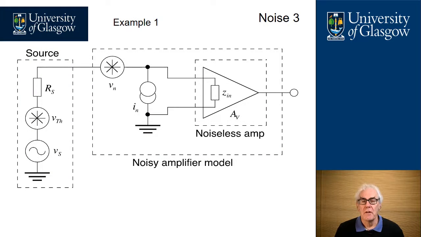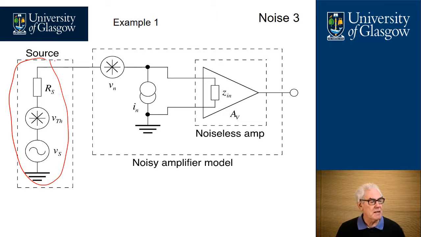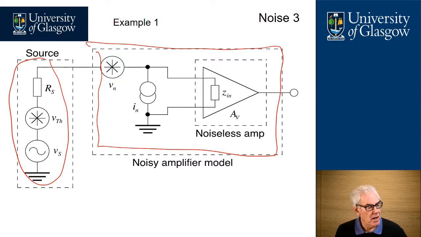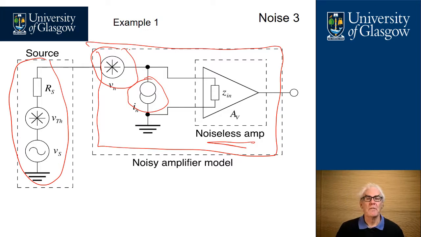So let's take our standard noise model here. We have on the left hand side a source sensor, and we have our noisy amplifier model here represented by a noiseless amplifier, a noise current connected across the terminals, and also a noise voltage source in series with one of the inputs. And we also have an input impedance associated with the noisy amplifier model.